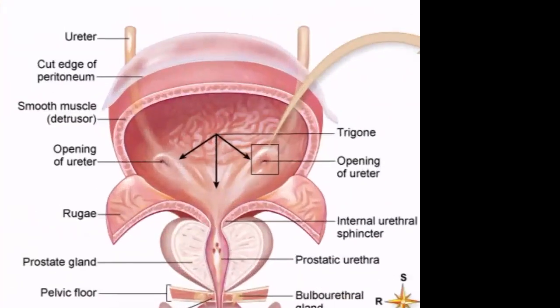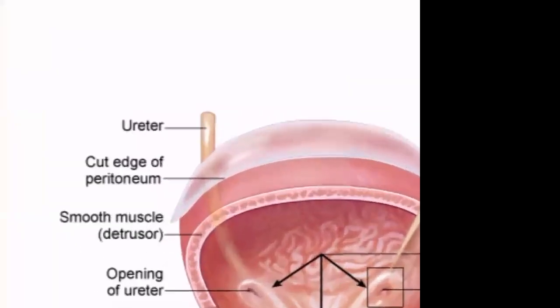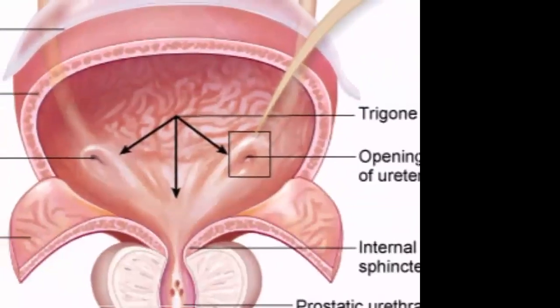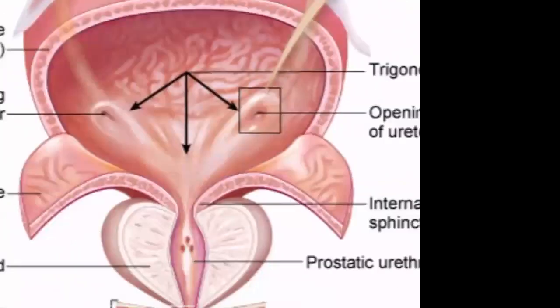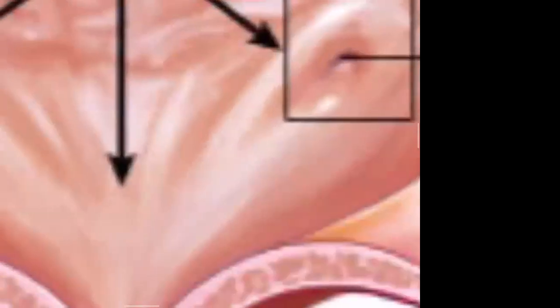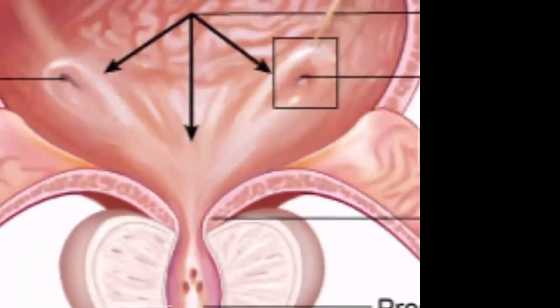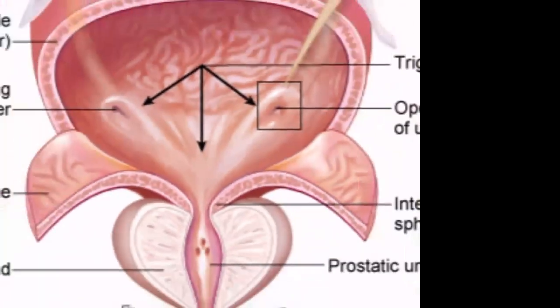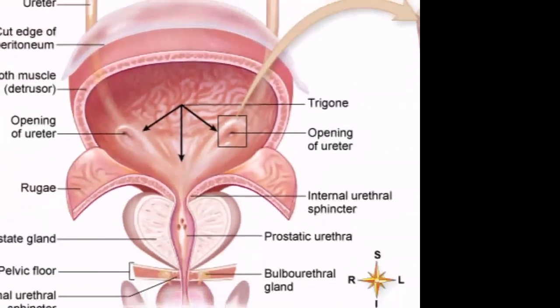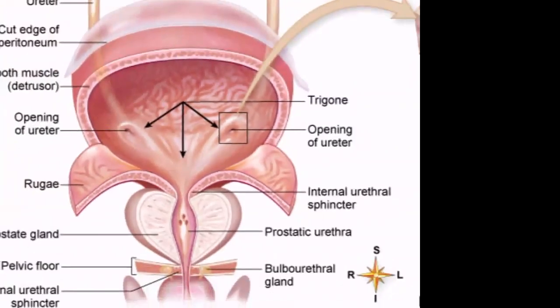You can see one ureter coming down this way and emptying into the bladder here, and the one from the left coming down, entering into the bladder here, the opening. And then you can see there's one opening where the urine is eventually going to leave the bladder. So if you kind of connected those dots, these openings, it creates this triangular shaped area called the trigone. And that is just a little different than the rest of the interior of the urinary bladder.